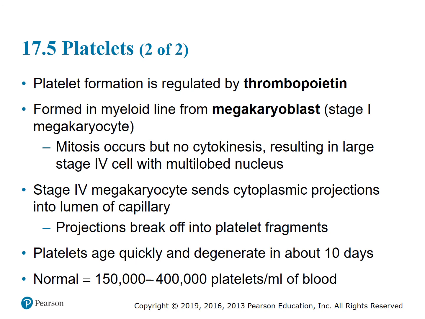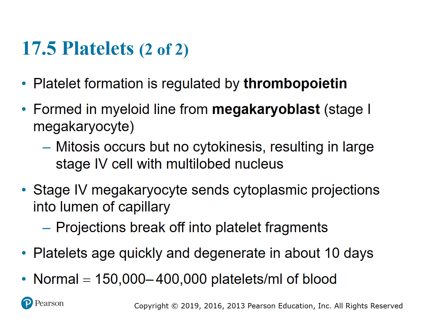Platelet formation is regulated by thrombopoietin. It's formed in the myeloid line from a megakaryoblast, stage 1, to a megakaryocyte. Mitosis occurs but no cytokinesis, resulting in a large stage 4 cell with a multilobed nucleus. The stage 4 megakaryocyte sends cytoplasmic projections into the lumen of the capillary, and the projections break off into platelet fragments. Platelets age quickly and degenerate in about 10 days.